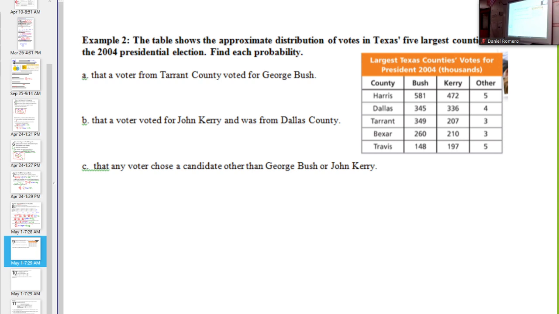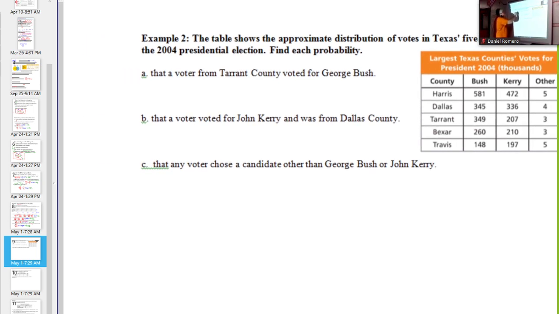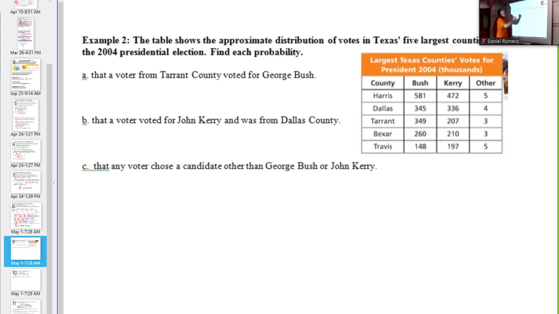The table shows the approximate distribution of votes in Texas's 5 largest counties. Find the probability. All of these are going to be fractions. That a voter from Tarrant County voted for George Bush. If the voter has to be from Tarrant County, what is my sample space? How many people are there from Tarrant County? They haven't done the margin for you, so you're going to have to add them across the Tarrant County row.